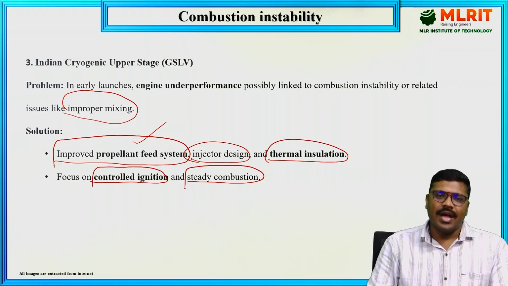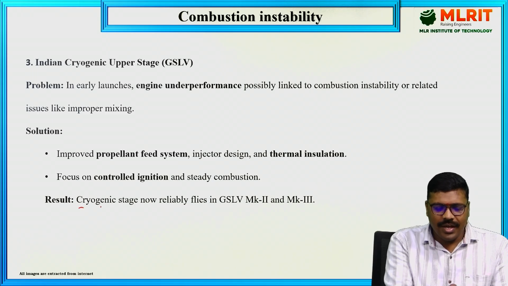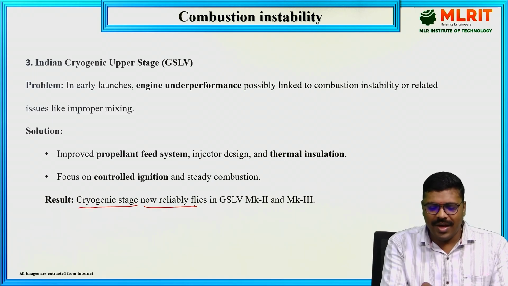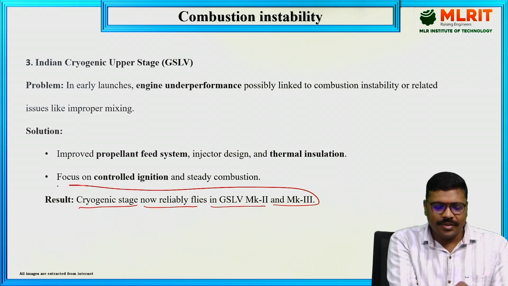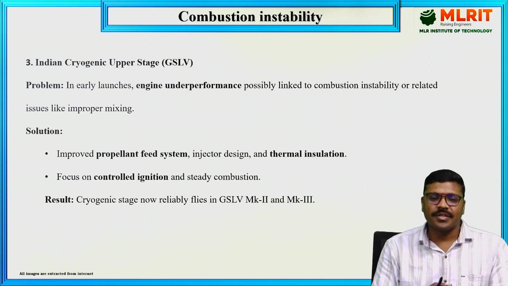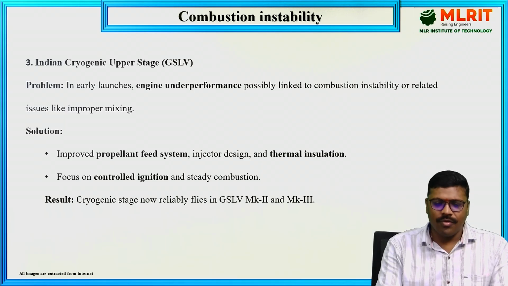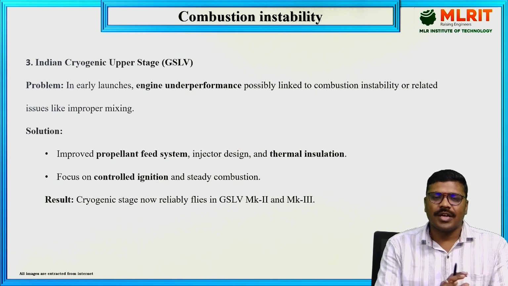So finally, they have avoided the combustion instability, and we are experiencing successful GSLV operations every day. The result is that the cryogenic stage now reliably flies in GSLV Mk2 and Mk3. So these are examples of combustion instability happening in real engines which we have developed, the problems they found and the solutions developed for the combustion instabilities. So now you may have understood how important combustion instability is in the performance of an engine.